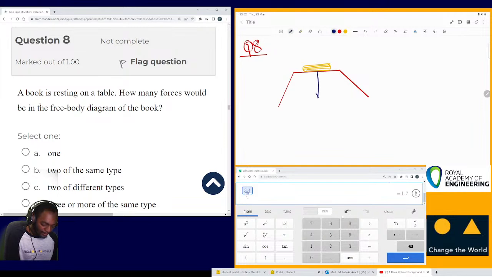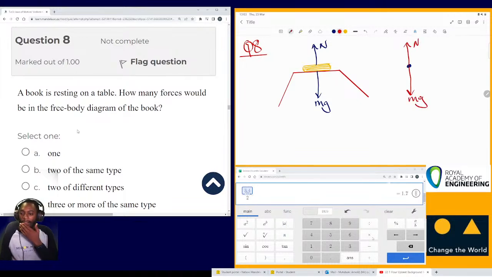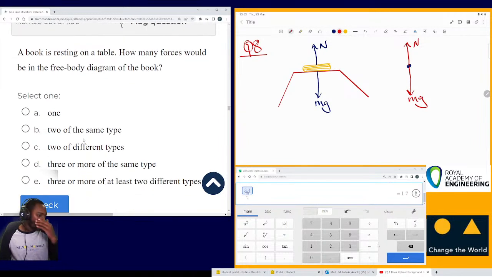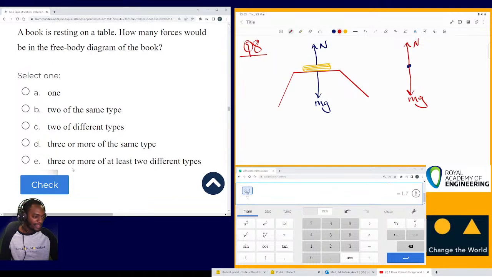It would be the normal force and the force of gravity. Yeah, so it's definitely going to be the normal force. Remember, on a free body diagram, we're only interested in the forces that are making contact with our object. All right, so looking at the options that we have there, we've got 1. We've already agreed that it's 2, but we've got 2 of the same type, 2 of different types. 3 is already out. So are these of the same type or of different types?